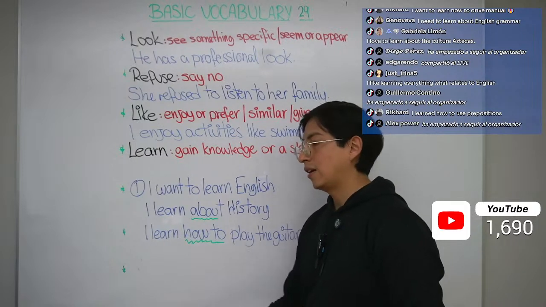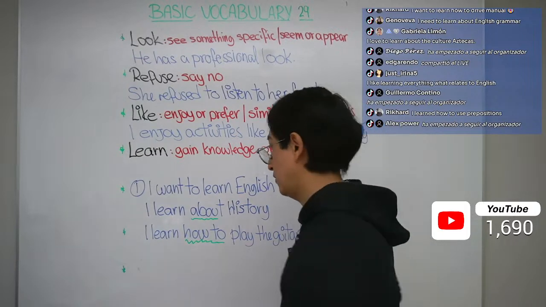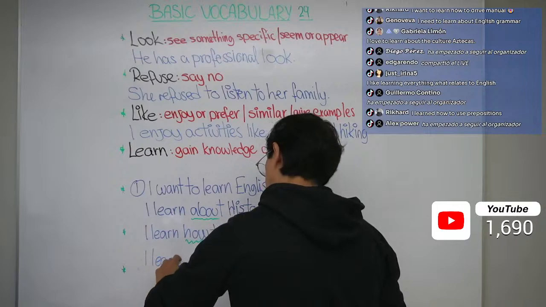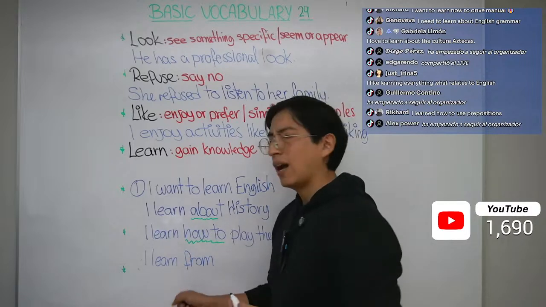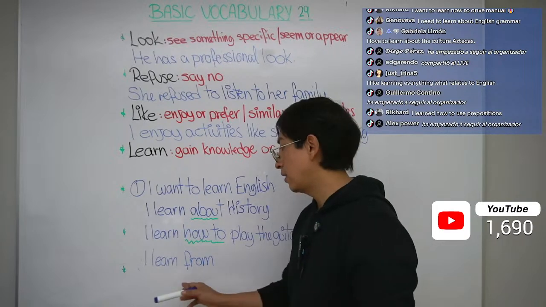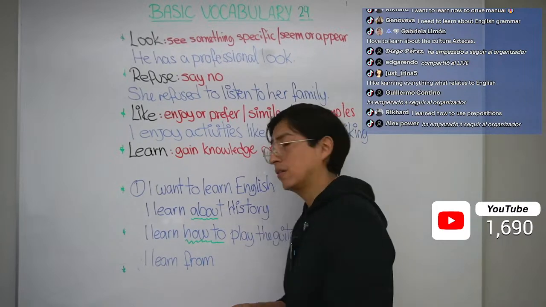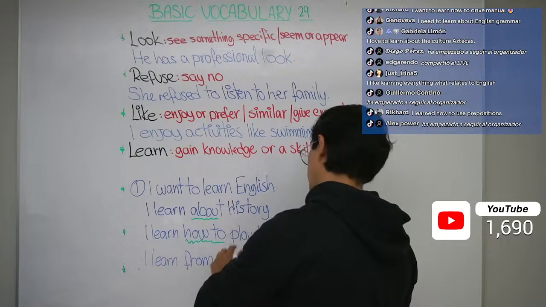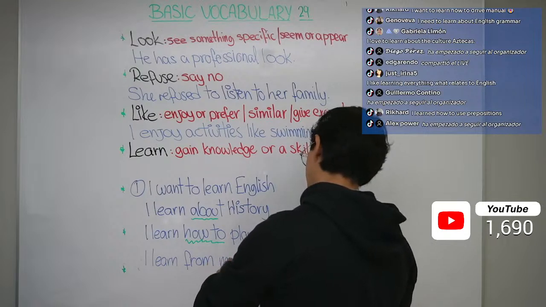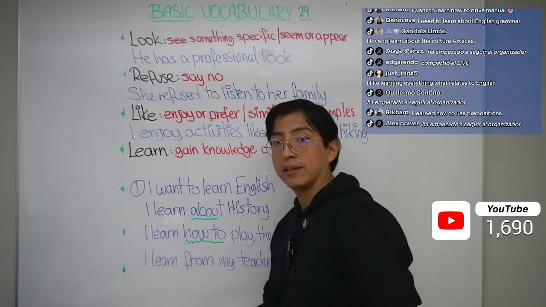We can say I learned from. And you have to mention this, no? I learned to play the guitar from school, or I learned from my parents, no? I learned how to play the guitar from my uncle, okay, from my teacher. Let's put here teacher here. So you can say that, no?